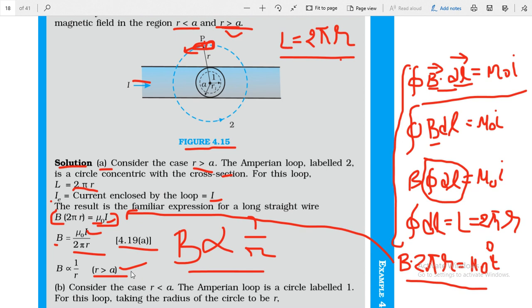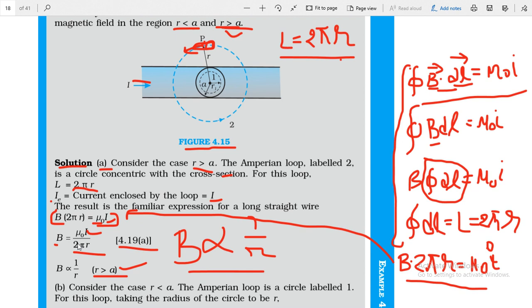Okay, so I hope you understand the formula for magnetic field at any point due to current carrying wire, but the point must be outside the wire. So if the point is outside the wire, the formula is given by equation 4.19a, you can see here, and that is mu naught upon 2 pi I upon r.